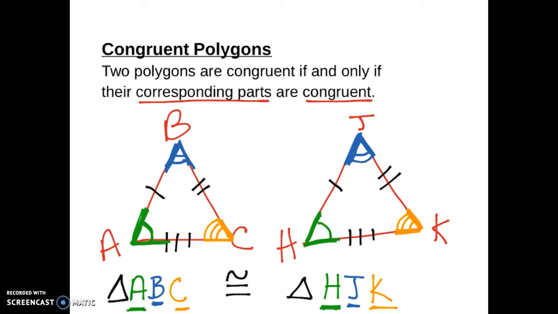All right? If you had written it in a different order, for example, if instead of HJK you had put KHJ, then it would be wrong because they are not in the same order as their corresponding angles in the first triangle.